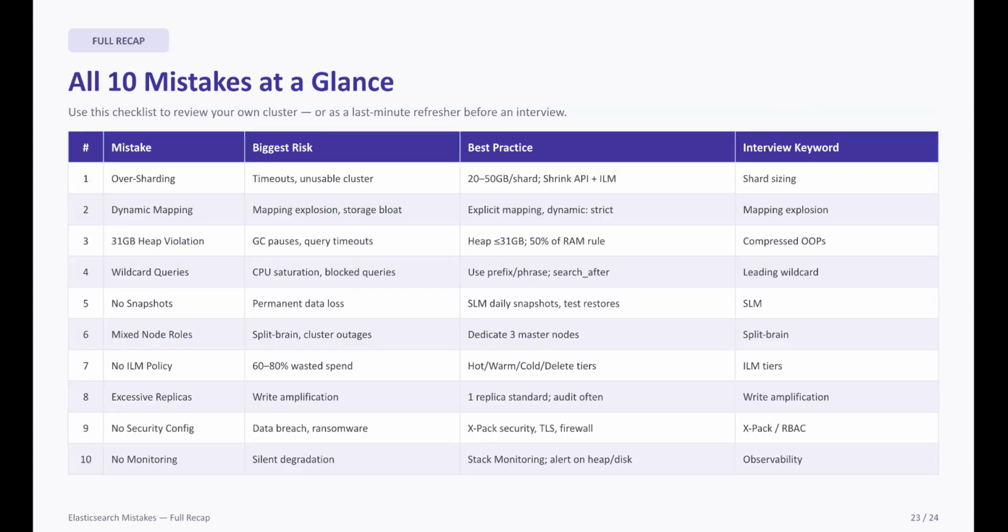Here's the full list in one place. Use this as a checklist for your own cluster or as a last-minute refresher before an interview. 10 mistakes, 10 fixes, and the exact keywords to remember each one of them. Shard sizing, mapping explosion, compressed oops, leading wildcard, SLM, split brain, ILM tiers, write amplification, X-Pack and RBAC, and observability.